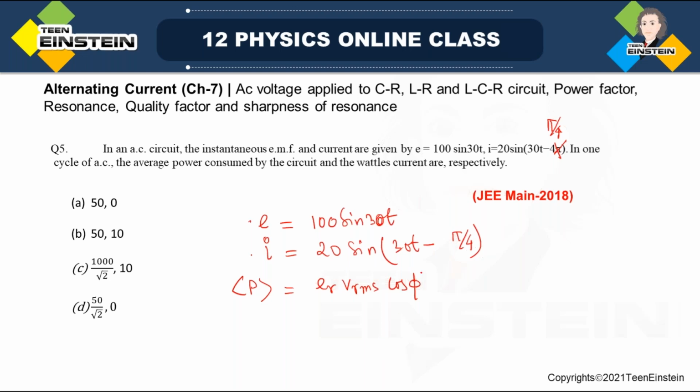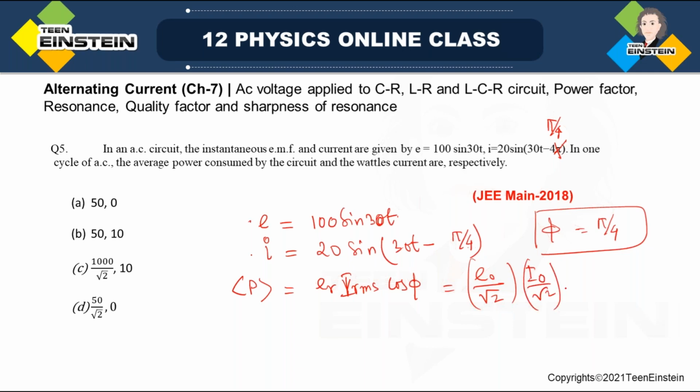What is this phi? Phi is the phase angle between the EMF and the current. Here the phi is actually pi by 4, that means 45 degrees. I can write this as peak value by root 2, and also this is IRMS. ERMS means VRMS, and this is I0 peak value by root 2. That would give you the RMS value. So that's how this is cos pi by 4.